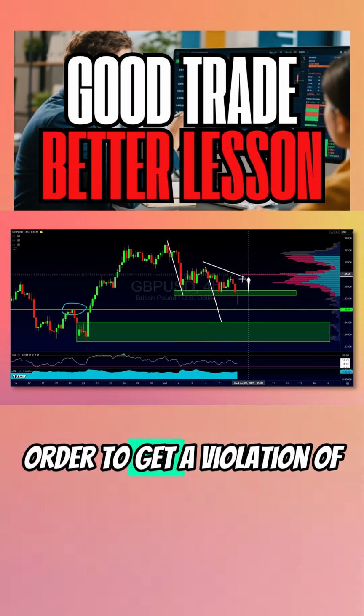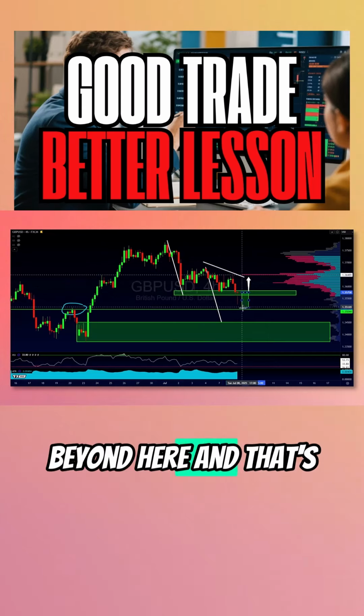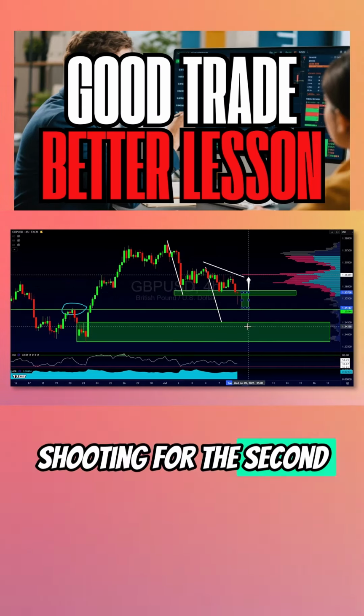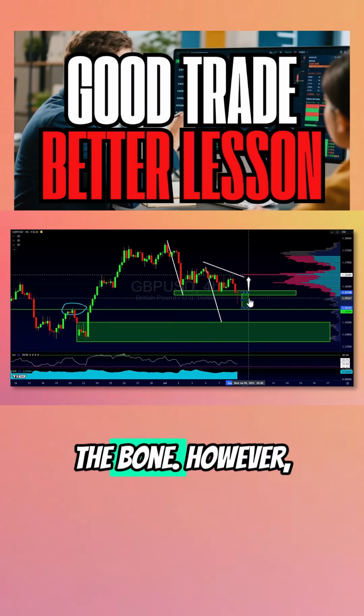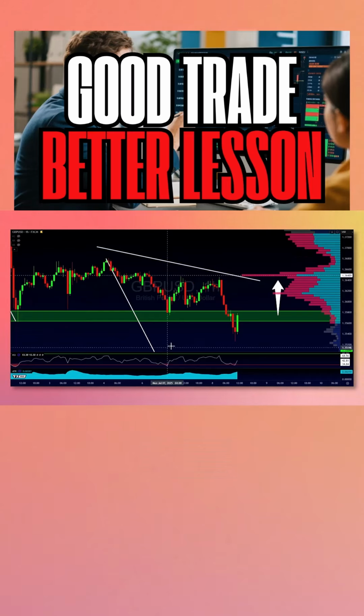because now in order to get a violation of this level, we would need a lower low, lower close beyond here. And that's right on top of that first target level, if that's the level that you're shooting for. If you're shooting for the second level, there's still meat on the bone. However, if we go down to the hourly, it's a different story.